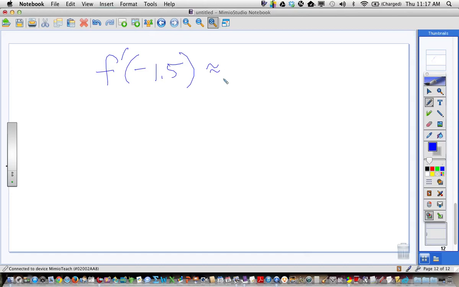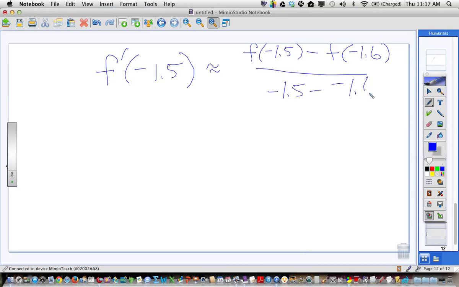Now, what 2 points would you pick? The ones closest to 1.5, right? You want to get as close as you can. Now, in a table, you don't have a lot of choice. You could take f of negative 1.5, and the other one could be negative 1.6. Some people might argue, why don't we take one on each side? That's perfectly legitimate. You could take negative 1.4 and negative 1.6. That might be a little more accurate, and you're right, it probably would be.